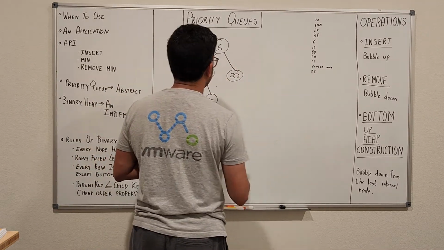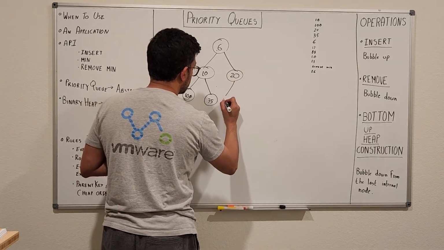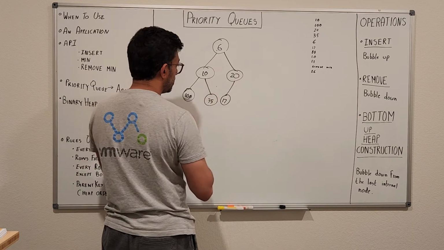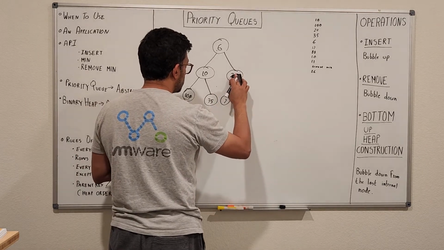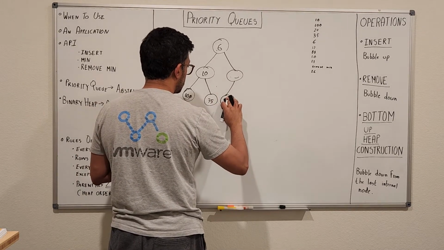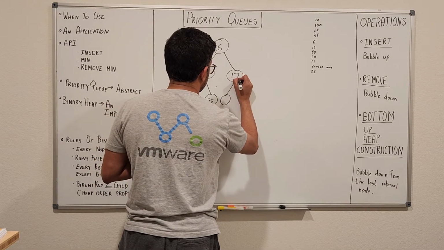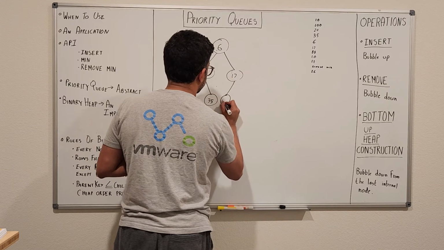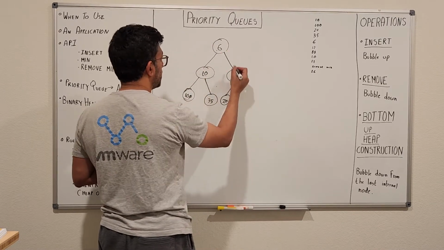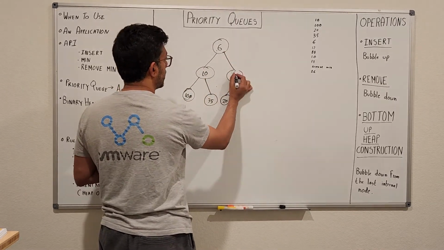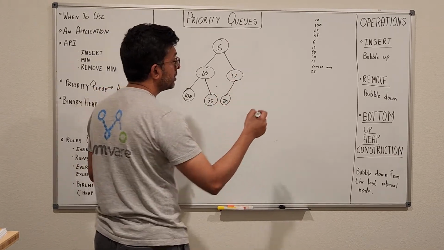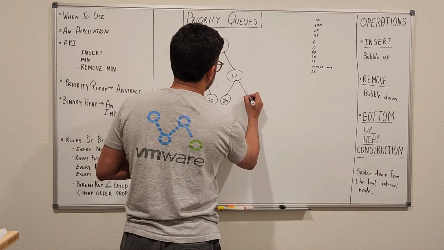Next number, 17. Insert it here. Compare it with the parent. The parent has to be smaller. In this case it's not, so I swap. Compare with the parent. The parent has to be smaller. The parent is smaller. Okay, now we're good. So the bubbling up is over for this number. Next number, 88. Put it here.